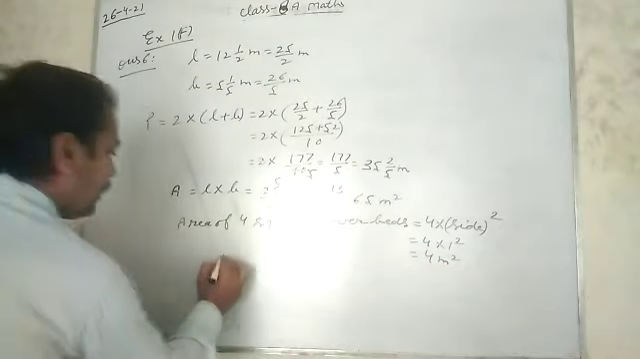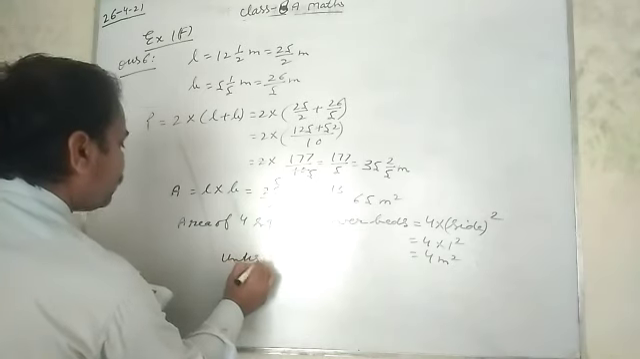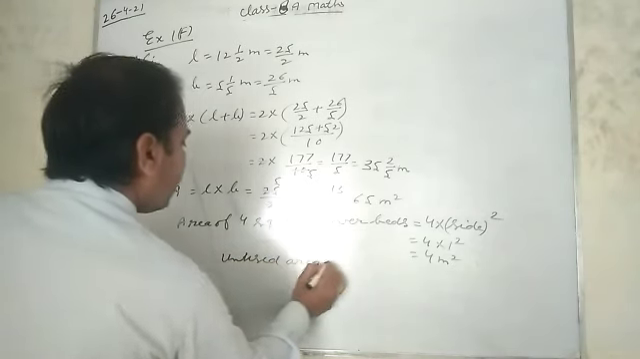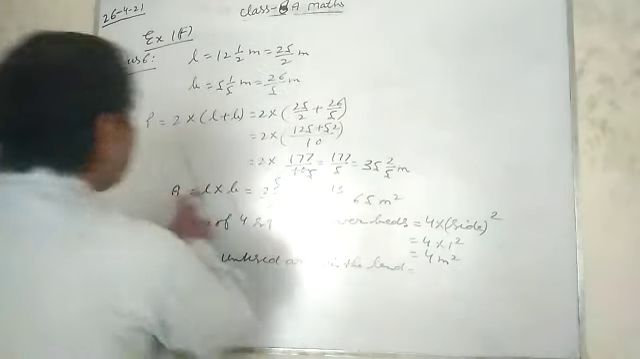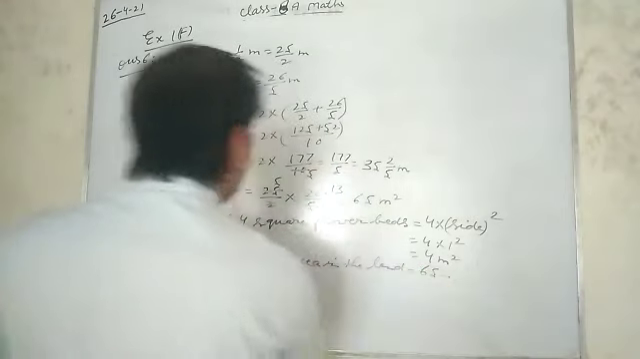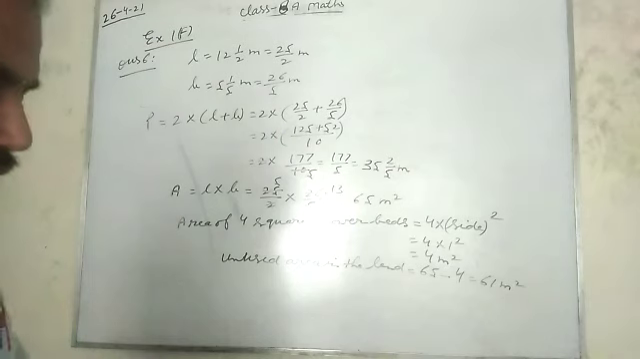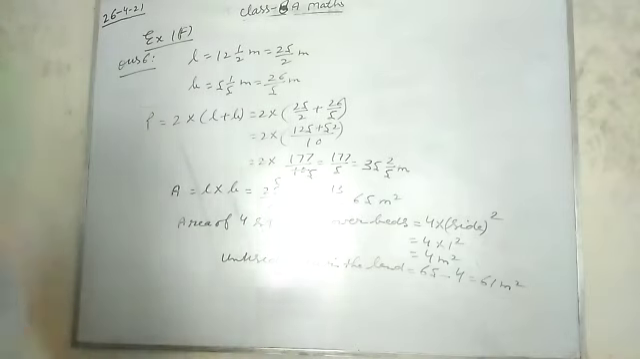So unused area in the land is equal to total area of land minus area of 4 square flower beds. So 65 minus 4 is equal to 61 meter square. Okay. Then question number 7 to 10.